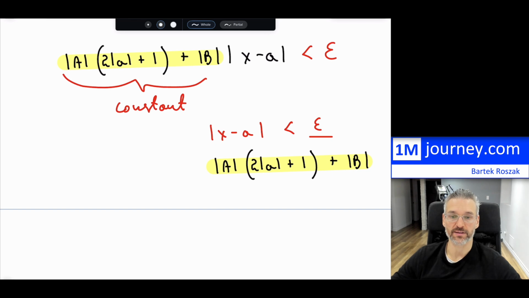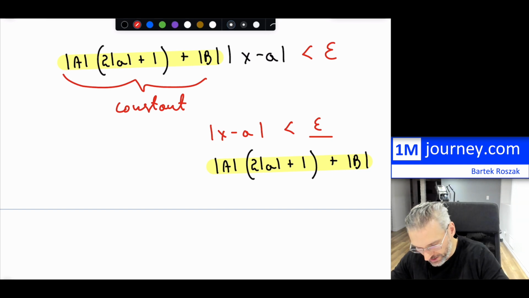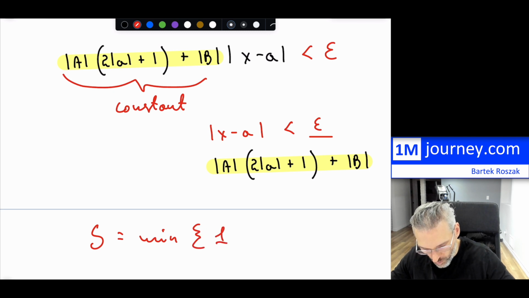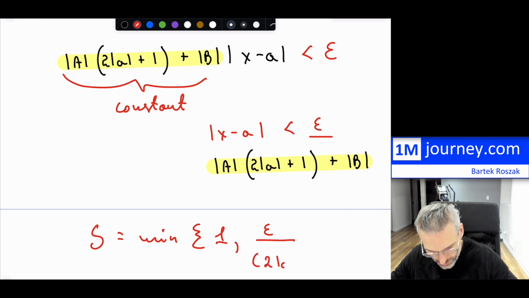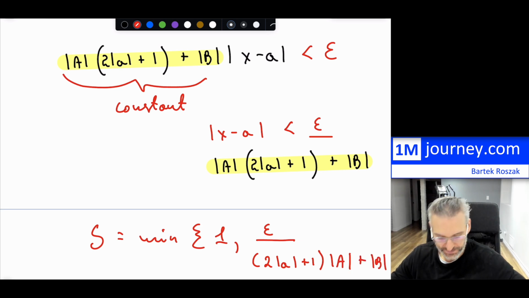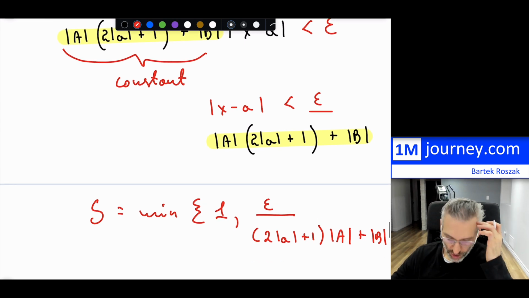All right, now you can set your delta. So your delta is going to be the minimum of 1 and epsilon all over 2a plus 1 multiplied by this a plus this b. That's it. And this will generalize for all your quadratics.